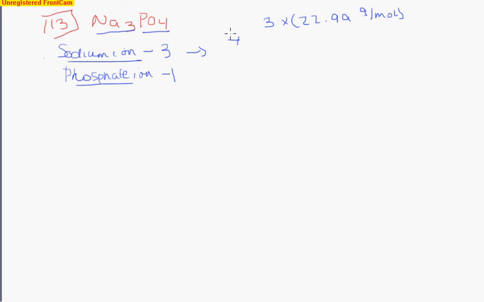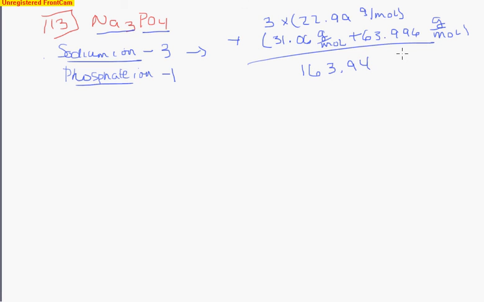Now, the phosphate ion is composed of 1 phosphorus and 4 oxide ions. So we know that each phosphorus, if you look on your periodic table, has a molar mass of 31.06 grams per mole. And then we have 4 oxygens. We know that each oxygen has a molar mass of 15.999 grams per mole. And if we multiply that by 4, because we have 4 of the oxide ions within this problem, we would get a quantity of roughly 63.996 grams per mole. And if you perform the arithmetic operation, you would hopefully get a result of 163.94 grams per mole, which is exactly the answer that we were looking for in this case.